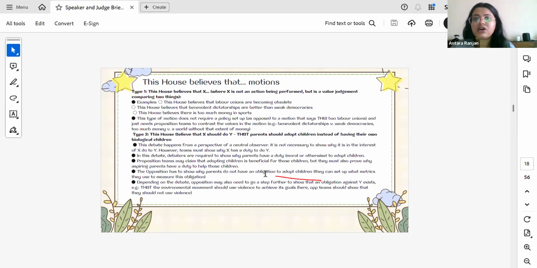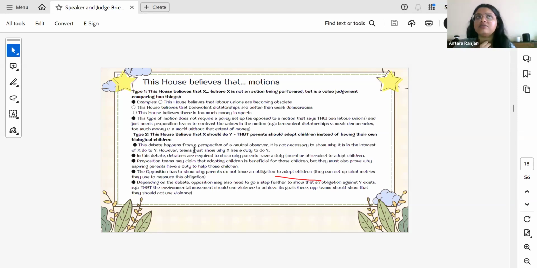The second type of this house believes that motion compares one action to another. So the first type of motion says, panel, this house believes that X should happen, or X is a good thing, or X is a bad thing. So one side talks about why X is a good thing, one side talks about why X is not a good thing. The second type of this house believes that motion says, panel, this house believes that X should do Y, right? So X is a person, an individual, a state, a government. This is the action X should take. This is the act they should do.